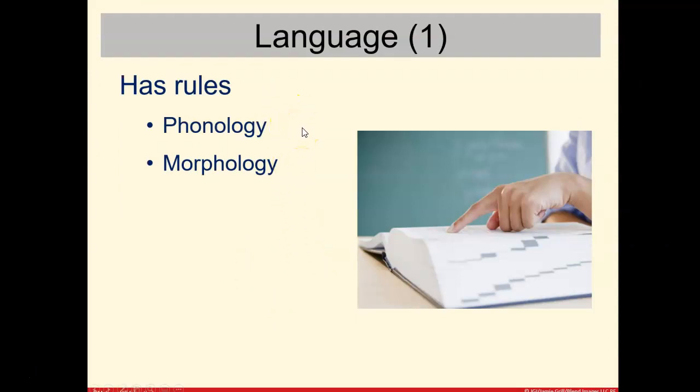So when we're talking about language, we need to point out that language has rules. And so I'm going to be covering some of the basic rules of language here. This first part on phonology and morphology is not in your textbook, so you'll want to make some notes. I will also be posting some other videos on Canvas or on Moodle that help you learn these things.